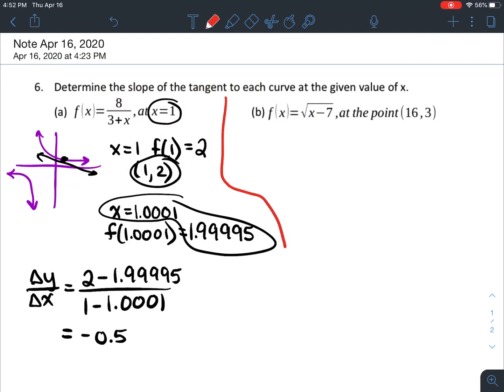Or let me show a trickier method with B. So with B, you could do the exact same thing. Like you could use x equals 16 because that's where you want to find the tangent line to. And you could also do a really close value to 16, like 16.0001 or 15.999. So that is a method for finding instantaneous rate of change, which is like the slope of the tangent to each curve. Or you can do the difference quotient like we talked about in class.